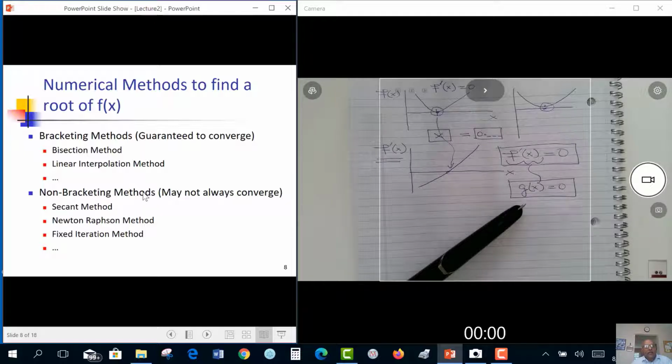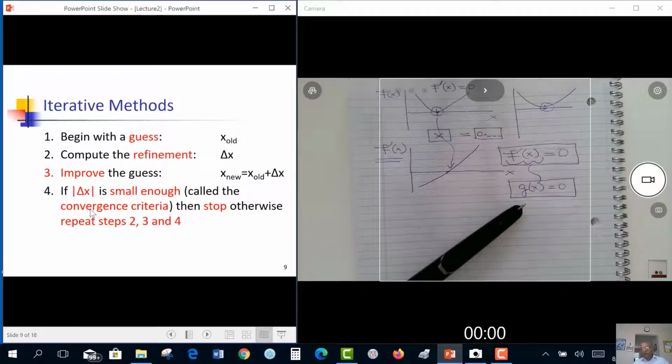Then there are non-bracketing methods. Since they don't always bracket the root, they may not always converge. But the great thing about them is they are much faster than bracketing methods. We are going to discuss 3 of these methods.